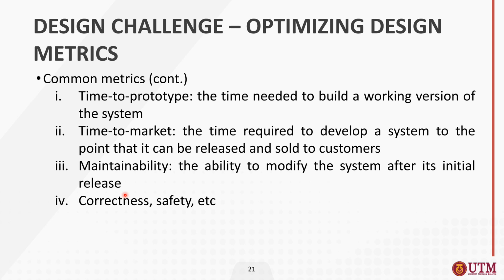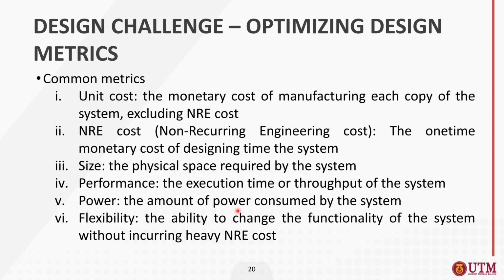Okay, the other common metrics are correctness, safety, and so on. So there are some design metrics that are really important for you. If you want to design a system which is very robust, you must make sure that the system has good maintainability, good price, good size. So there are lots of elements that need to be considered in designing an embedded system. So you can just refer to the common metrics that are usually used, and you can use these metrics before you design your system.